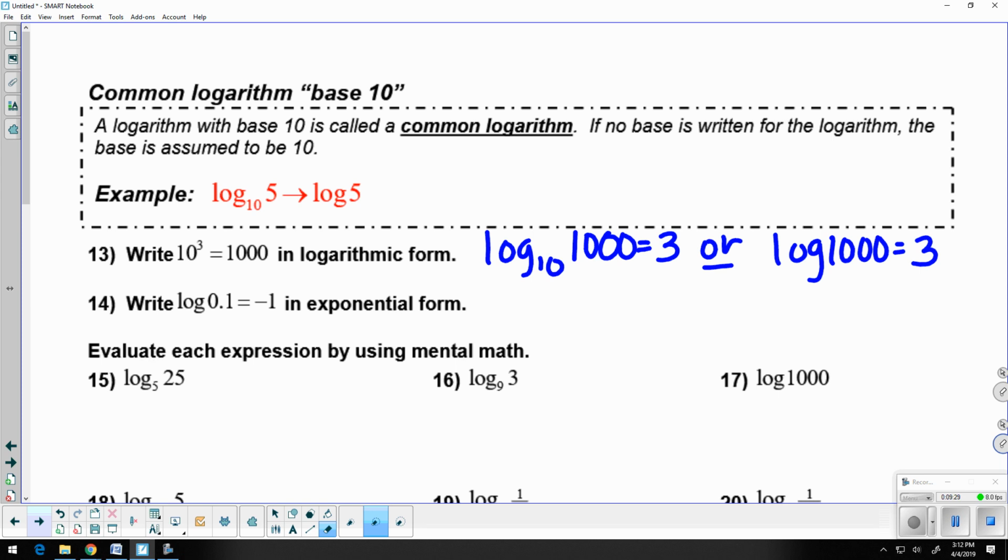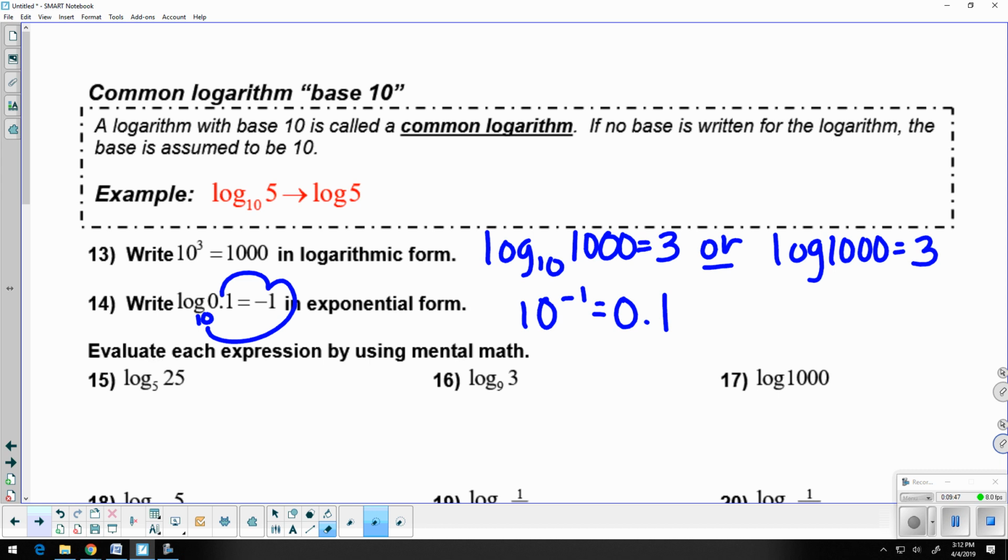So for example 14, it says to write log 0.1 equals -1, write that exponentially. So there's an invisible 10 here. So if I had to write this exponentially, just kind of swooping it around, I would say that 10 to the -1 equals 0.1. Okay?